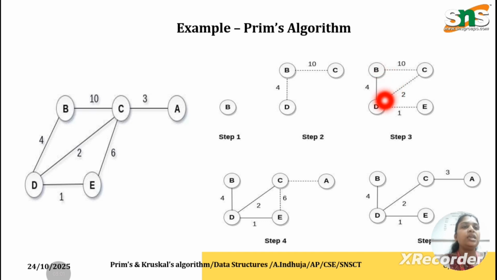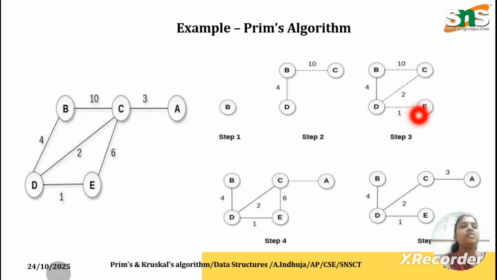So B to D is confirmed with weight 4 and we are going to visit the adjacent nodes of this newly added vertex D. So after B, the node added to the list is D. So the adjacent nodes of D are considered into play. The adjacent nodes of D are C and then E with weights 2 and 1. So this is added into step 3 with dotted lines.